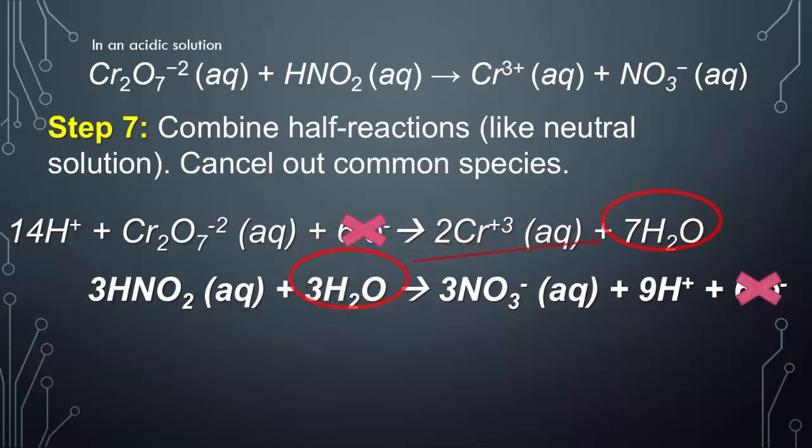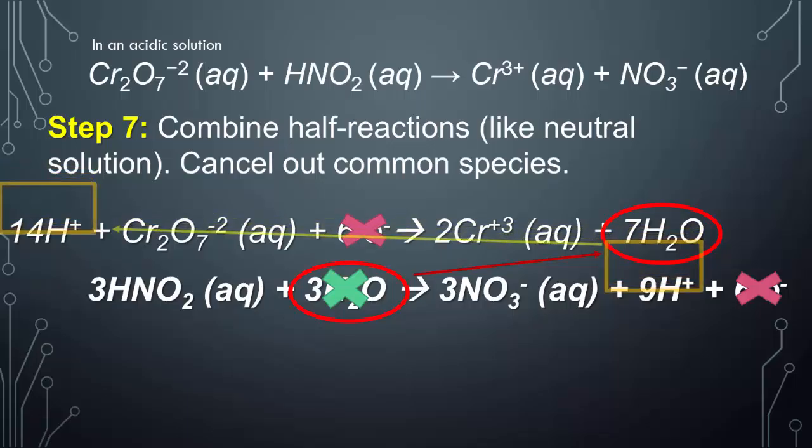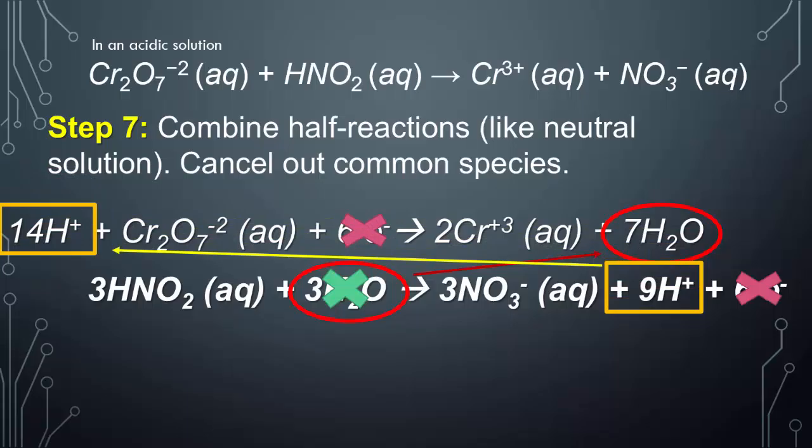The next thing we go over is look at the waters. In our top reaction, you have 7 waters, and in your bottom reaction, you have 3. When we cancel these out, the 3 is going to completely disappear, and the 7 will come down to a 4, and that will represent 4 water molecules. The last thing we have to do is do the same thing, the subtraction rule, with the protons. In our top reaction, we have 14. In our bottom reaction, we have 9. So we're taking those 9, canceling them out, and we're doing 14 minus 9.